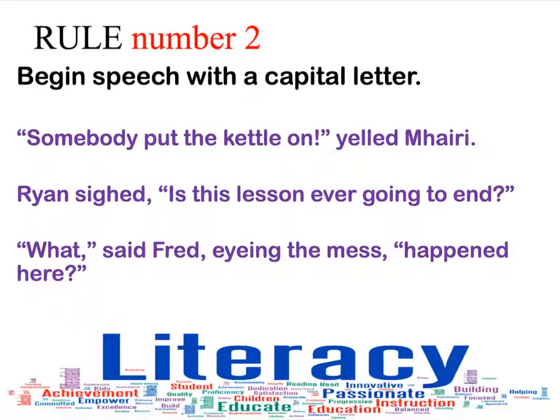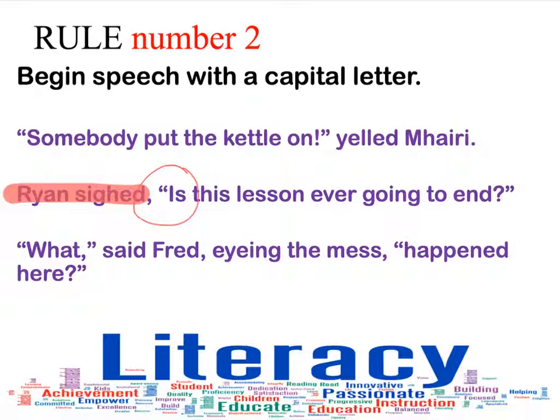Speech should always begin with a capital letter. This is true even if there are unspoken words in the sentence that come before the speech. So even though Ryan's side comes before the speech, we still use a capital I when the dialogue begins. The only time we don't use a capital letter to open speech is when unspoken words interrupt the direct speech.